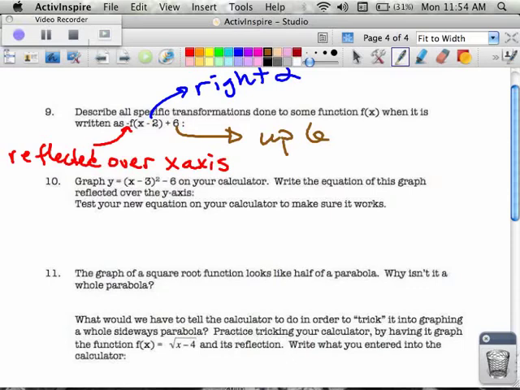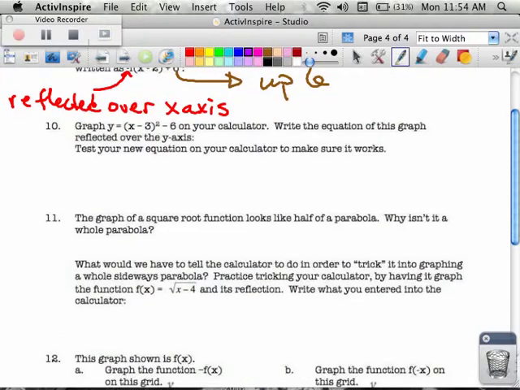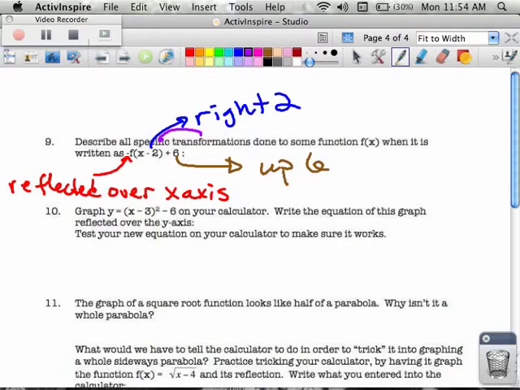In number 10, it says, graph the following with your calculator. Write the equation of this graph that would be reflected over the y-axis, and then test the new one. So I'm not so worried about that. What you need to know, in my opinion, based on what they're trying to show here, is that if I try to rewrite this equation reflected over the y-axis, then the stuff that's on the inside changes.